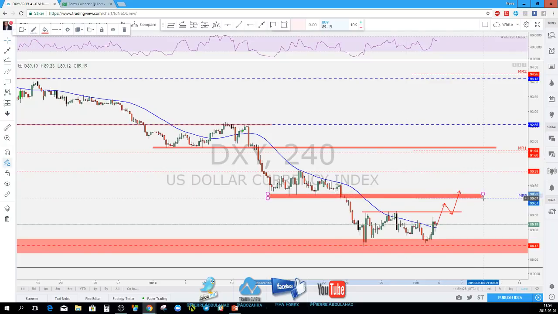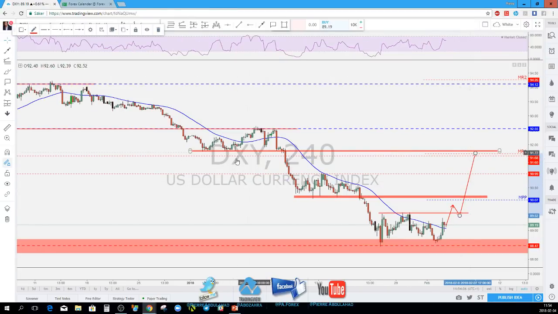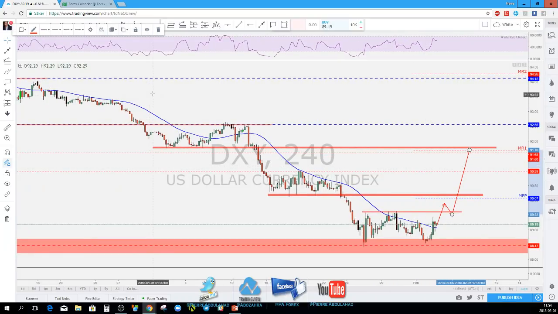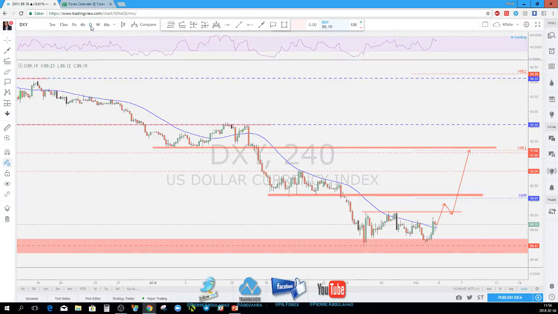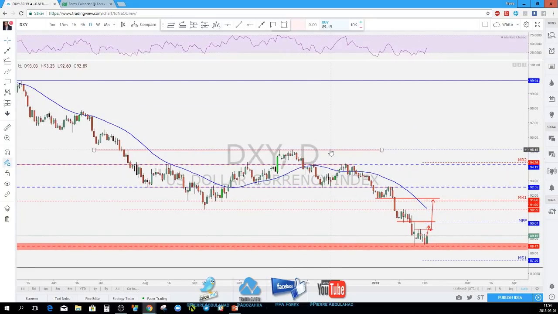Next problem area gonna be this level, and the best level would be a retest of this structure up here before we may see a continuation down. So long-term USD is still a bearish market, but based on where we are right now, we may see some correction higher.